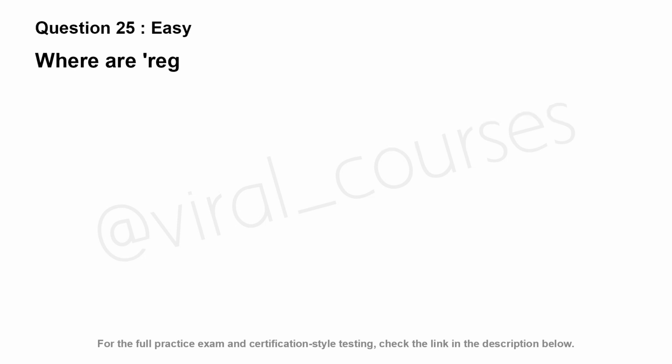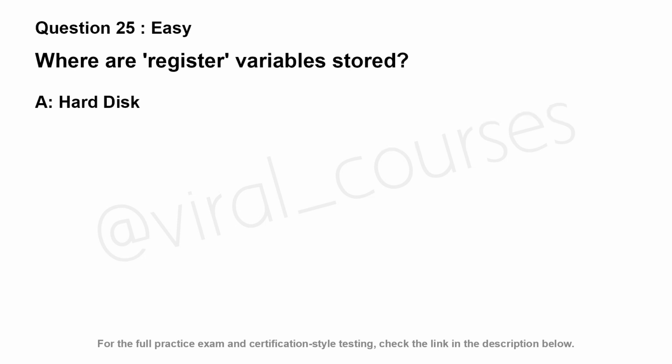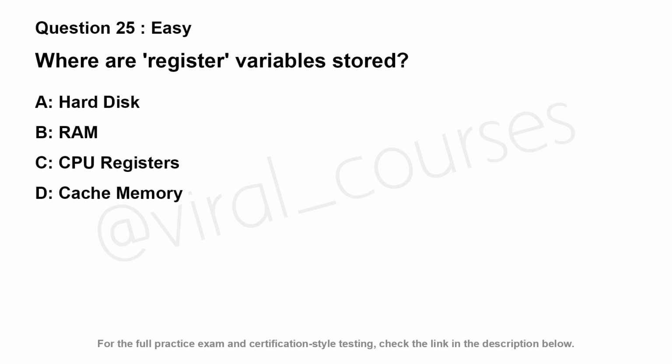Where are register variables stored? Option A, hard disk. Option B, RAM. Option C, CPU registers. Option D, cache memory.